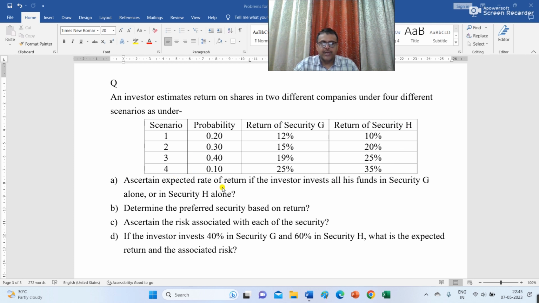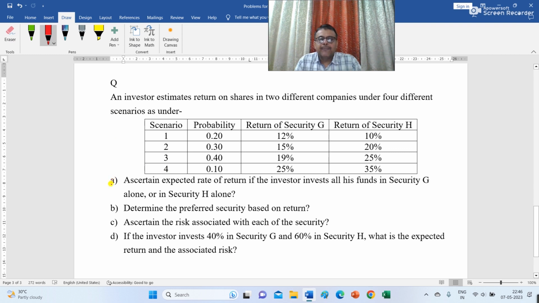Ascertain the expected rate of return if the investor invests all his funds in security G alone or in security H alone. Determine the preferred security based on return. Ascertain the risk associated with each of the security. If the investor invests 40% in security G and 60% in security H, what is the expected return and the associated risk? So before I start the solution, let me explain the question and what we are supposed to calculate.